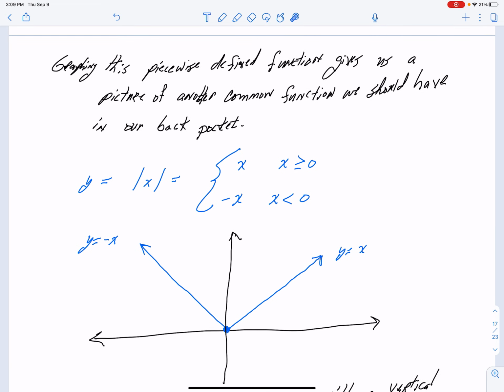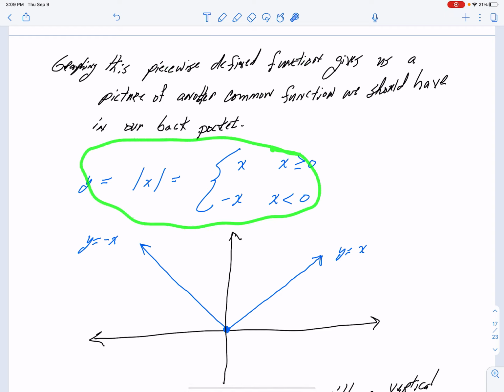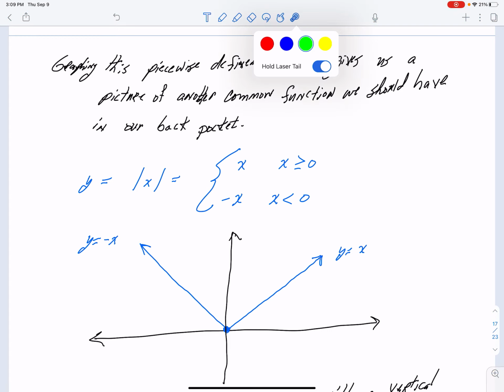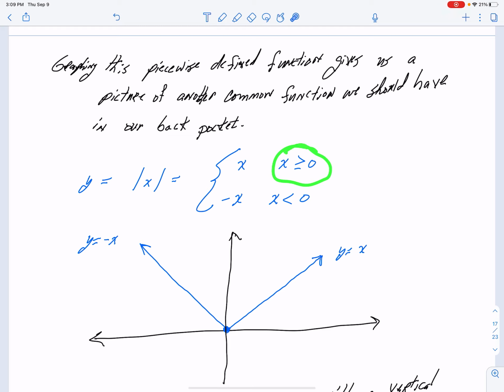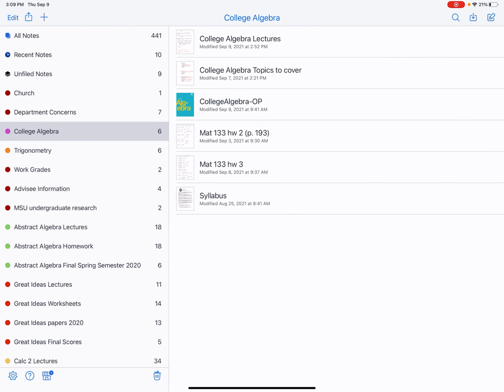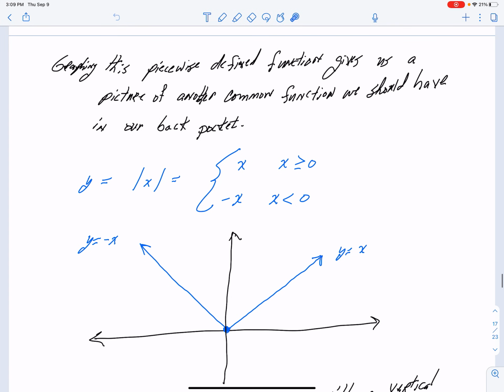All right, so how would one graph this piecewise defined function? And the answer is you have to break it up into two parts. One part is when x is greater than or equal to 0. And that equation is just y equals x. So on the positive arm of the x-axis, we just graph y equals x. And we should recognize that as just a straight line that begins at the origin.